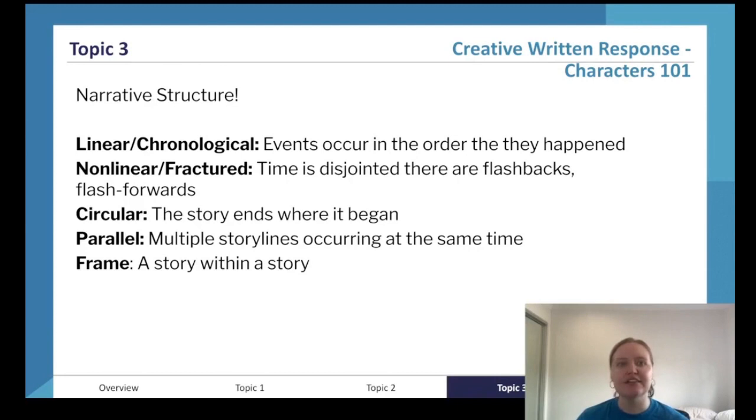This could be literal in the fact that the character starts in one specific place and ends the story in that specific place, or it could be more abstract in the sense that an idea is brought up at the beginning or the end, those sorts of things. Then we have parallel stories where multiple storylines are occurring at the same time, or frame stories where a story is occurring within a story.